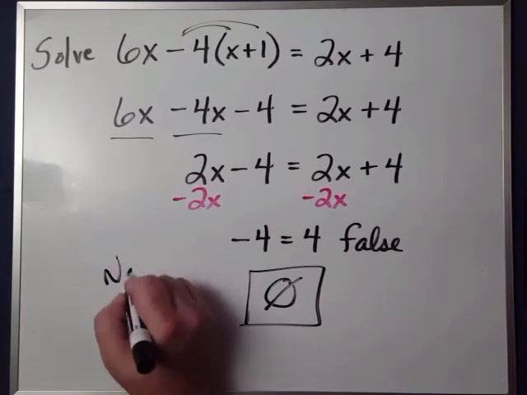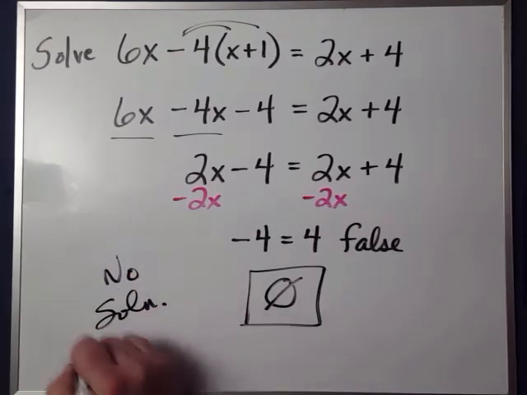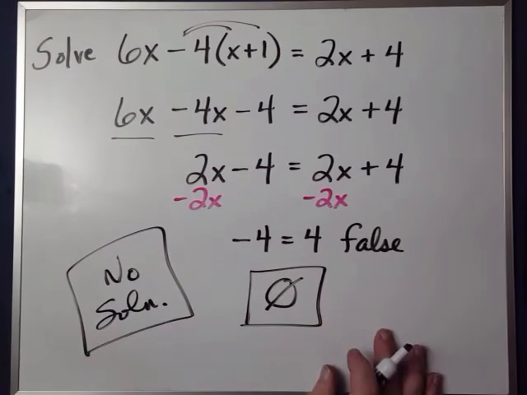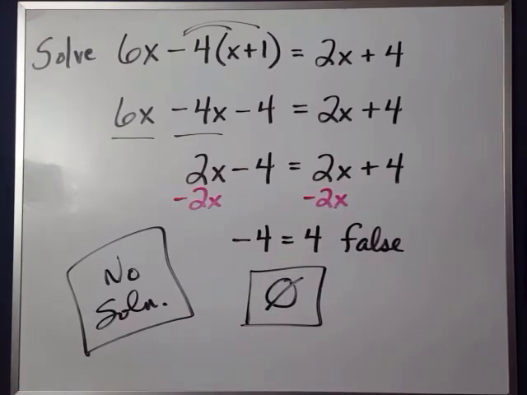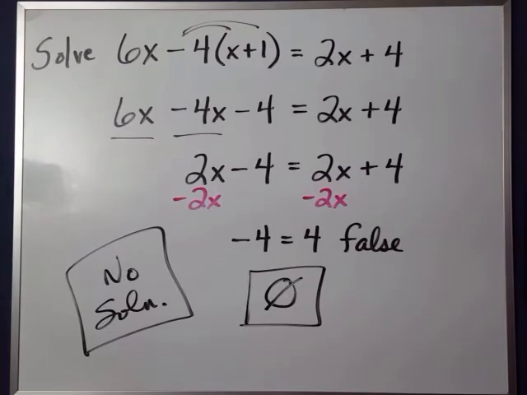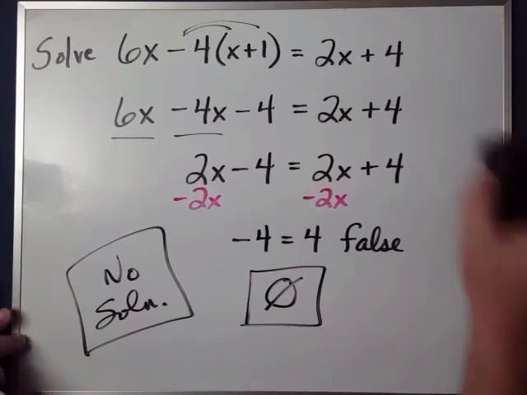You can either write no solution or an empty set symbol. But don't box the false. Don't box the false statement. Those aren't solutions. Those are steps to get to my answer. Number 36.